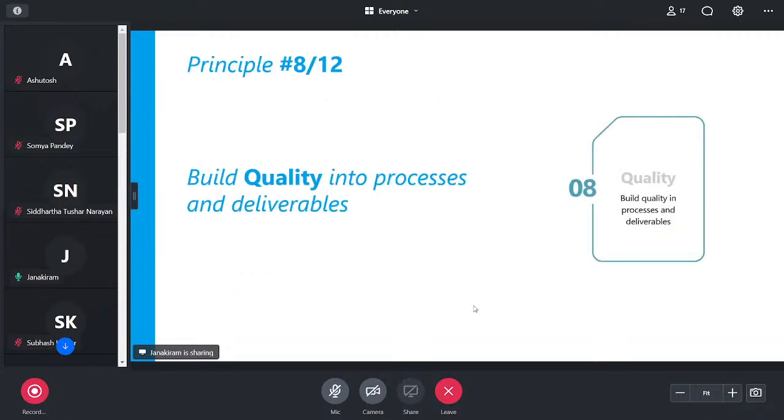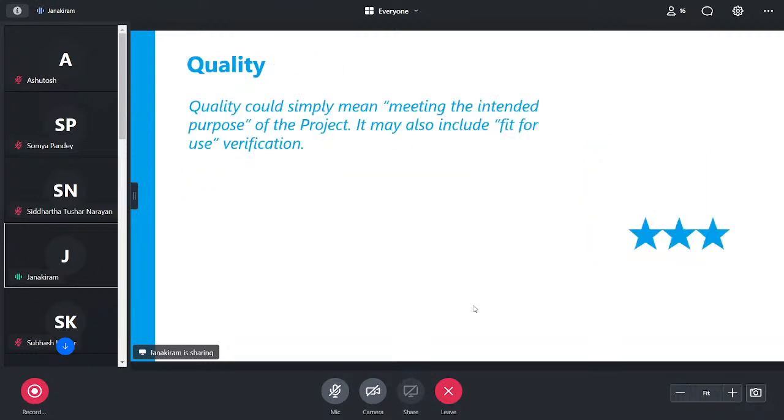So the eighth principle is build quality into processes and deliverables. And this is also nothing new. It has been part of project management for a while. Again, this is a fundamental principle that is very much required.